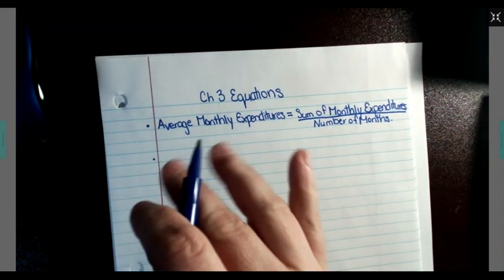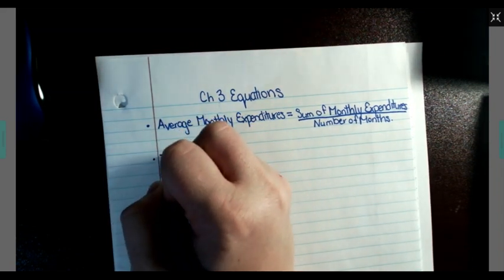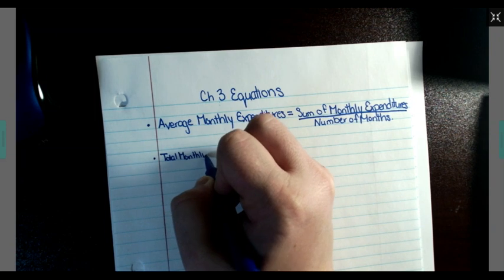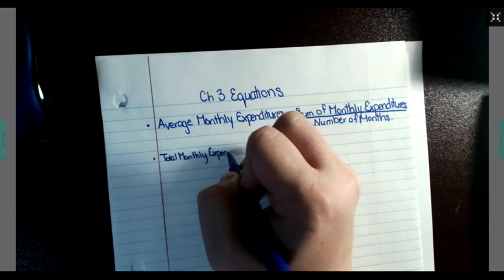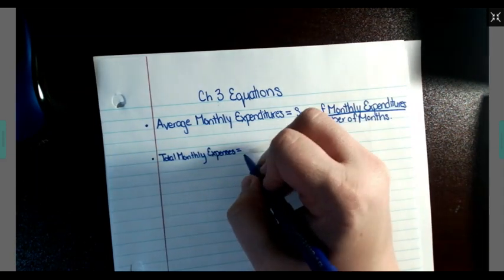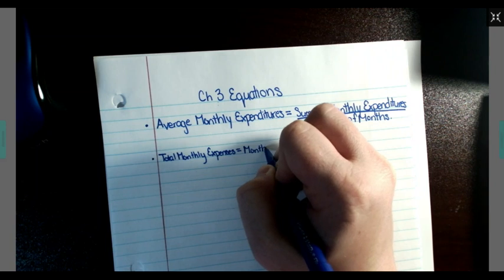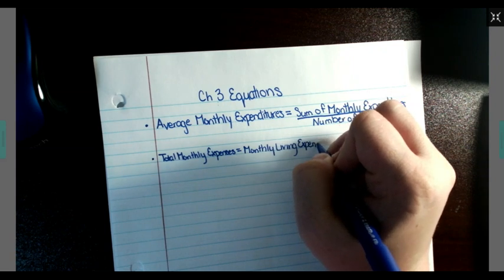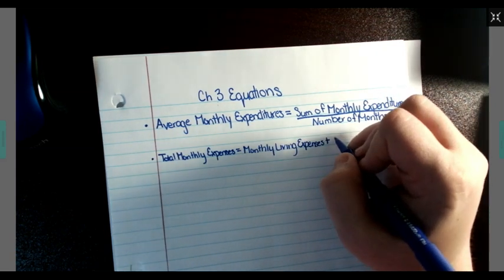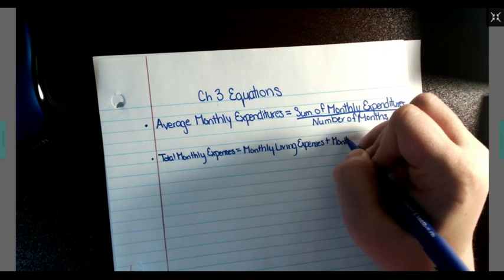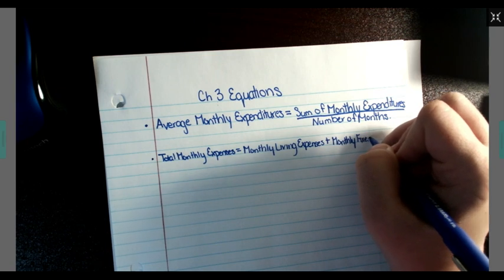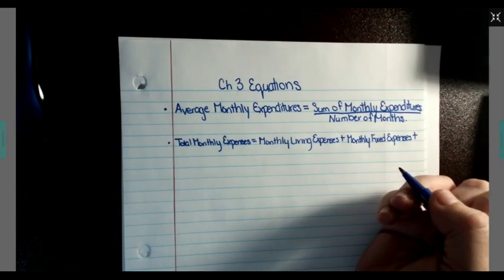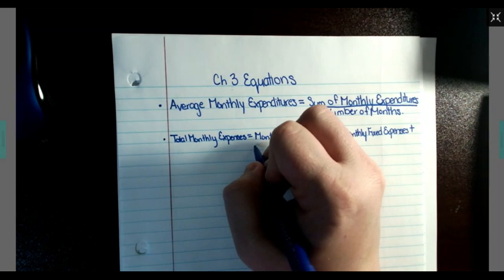Those equations are total monthly expenses equals monthly living expenses plus monthly fixed expenses plus monthly share of annual expenses.